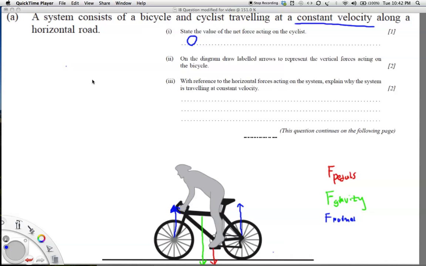All right. Part 2. On a diagram, draw labeled arrows to represent the vertical forces acting on the bicycle. All right. So I color coded them here. F pedals, which is the force of him pushing down on the pedals, is in red. Okay, and that's a shorter arrow here. And the force of gravity, it comes off of the center of gravity of the bike here. All right, and that goes downward as well.